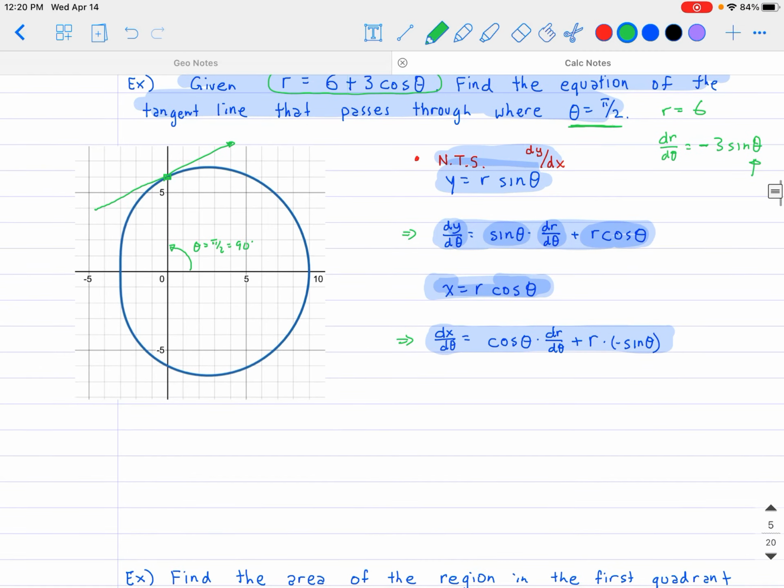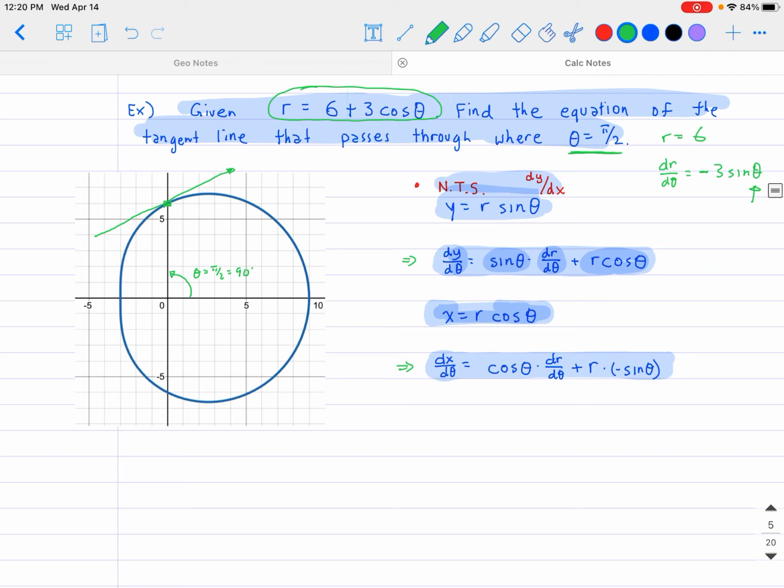All right, so let's solve for each piece. Let me change the color of the pen. So let's start with dy d theta. We're going to plug in the point, which is 6 comma pi over 2. Keep in mind, this right here is polar. So if I plug in 6 for r, theta equal to pi over 2, and wherever I see dr d theta, I'll plug it in, then we'll get our answers numerically.